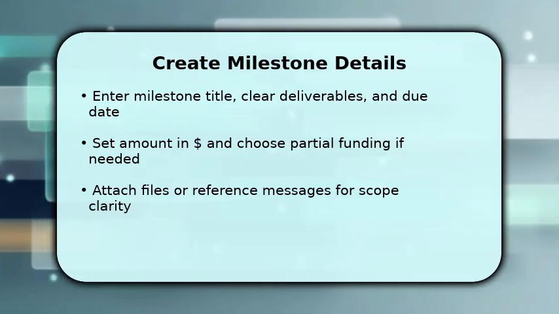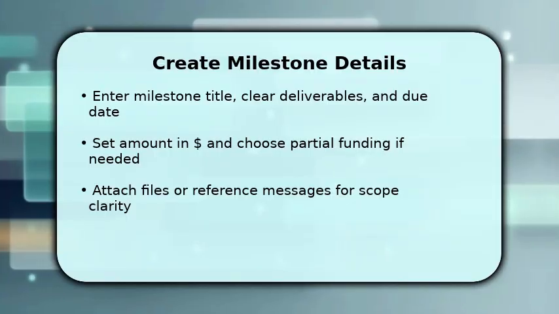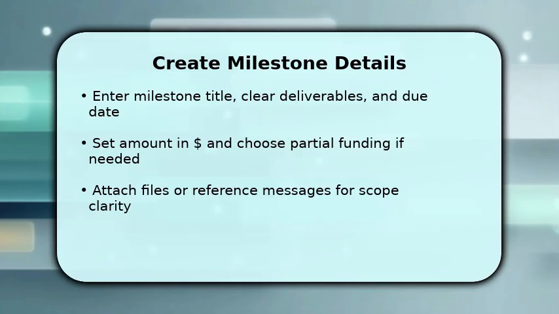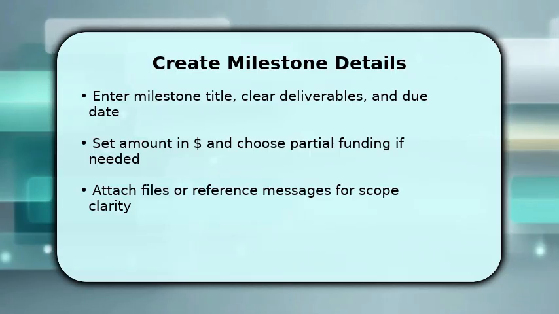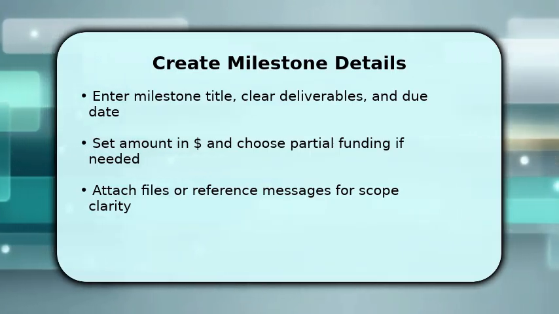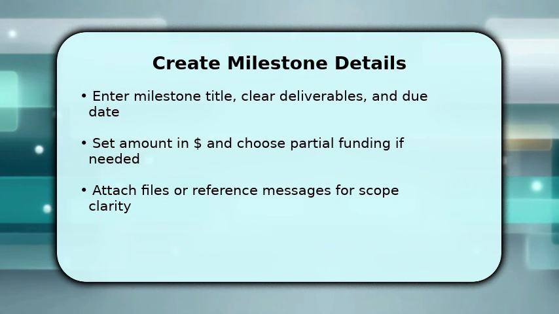Set the dollar amount, use whole numbers or decimals like 0.5 if needed, and decide whether the client funds the full milestone or partial amounts. Attach any supporting files or link prior messages to avoid scope disputes. Once complete, double-check scope versus amount. Clarity here prevents delays. When satisfied, click Propose or Add Milestone so the client can review and fund it.